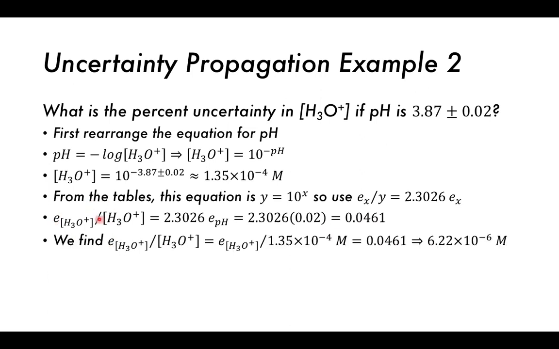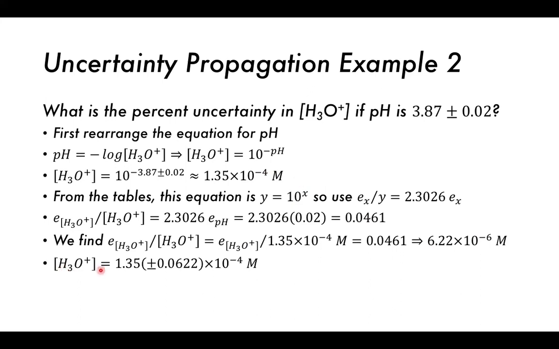Then we can substitute values in. We find that the error in H3O+ divided by the H3O+ concentration is equal to the error in the H3O+ divided by 1.35 times 10 to the minus 4, which is the concentration, and that's equal to the value we just calculated. That means our error for the concentration is going to be 6.2 times 10 to the minus 6 moles per liter, which is much smaller than the concentration we calculated. That's fine, because generally we want our error to be smaller than the absolute value, the larger value, of our concentration in this case.